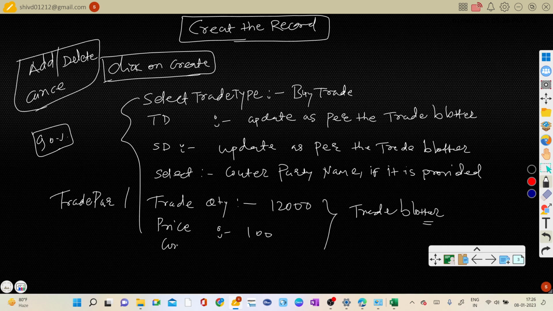Then currency, let's say USD. Select USD, then amount, update it. The amount would be 12,000 into 100. How much? Correct?